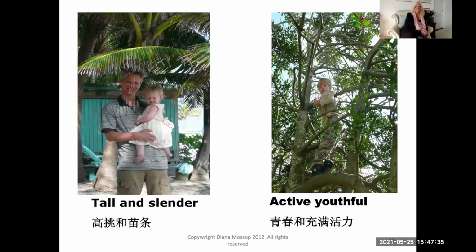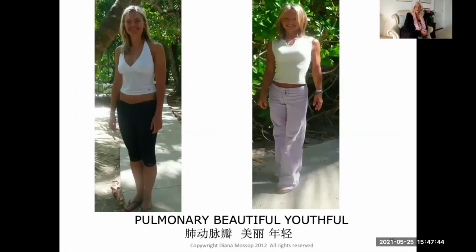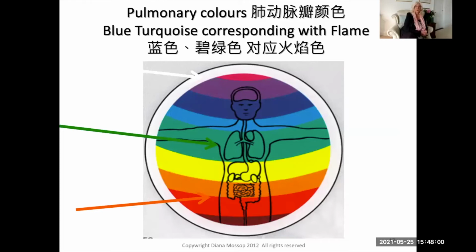So here we have some examples of the tall, lean and slender pulmonary constitution: a father, active, youthful, and we'll move on. Elegant, slender, beautiful. The colors of the pulmonary constitution are fascinating. They are vibrant, bright jewelry colors: green grass, green trees, green, green, green, the lungs, the right-sided heart.